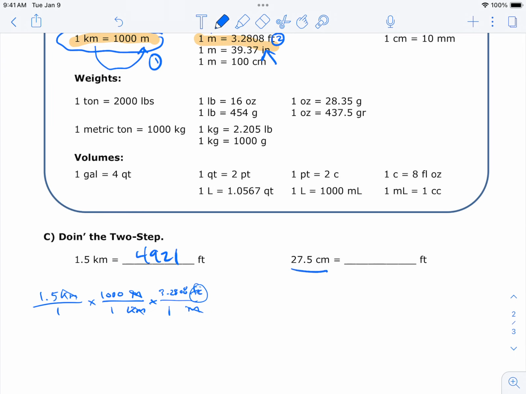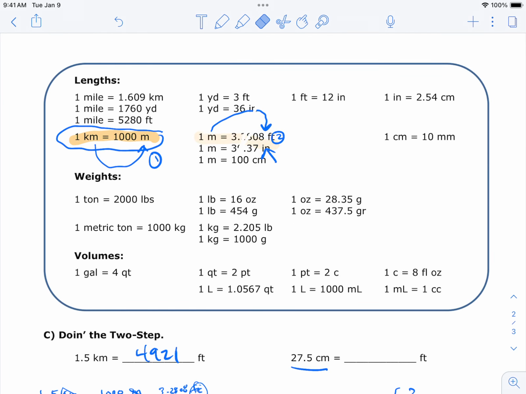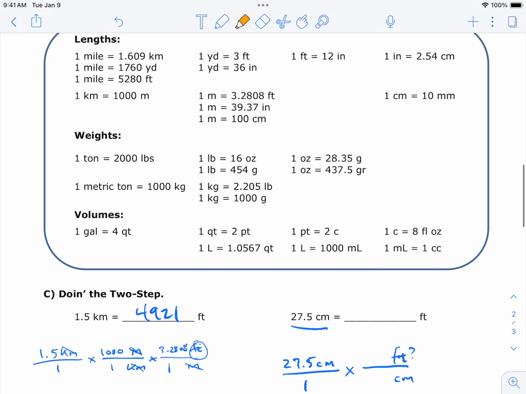We want to go from centimeters to feet. So start by writing down 27.5 centimeters over 1. Now I am going to want to convert centimeters. I'm going to kind of pencil in the feet here because I'm hoping I can go from centimeters to feet, or find a conversion up here that goes centimeters to feet. So let's erase all this stuff. Okay. We're trying to go from centimeters to feet.